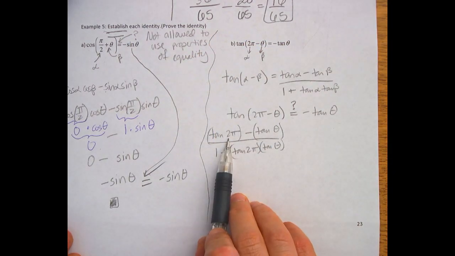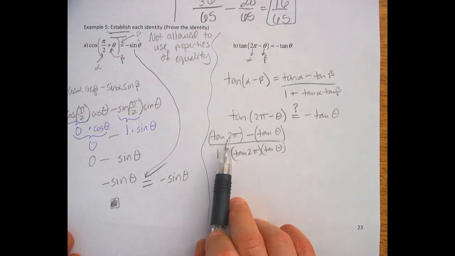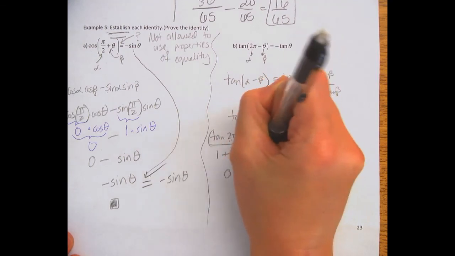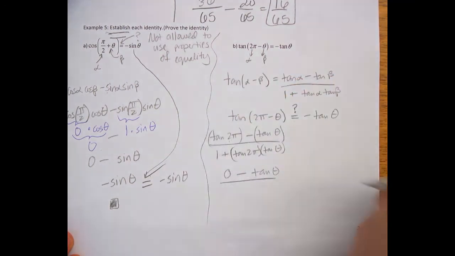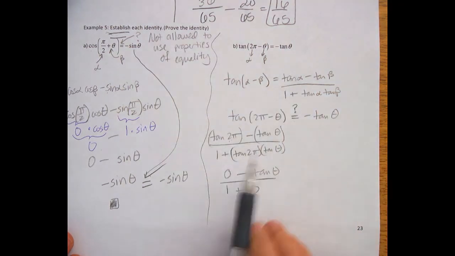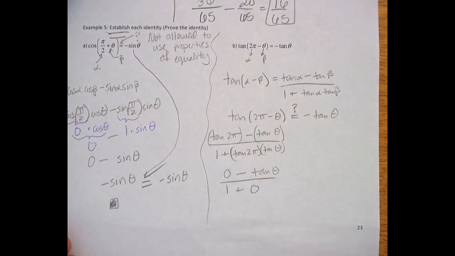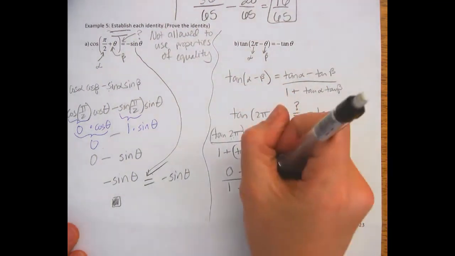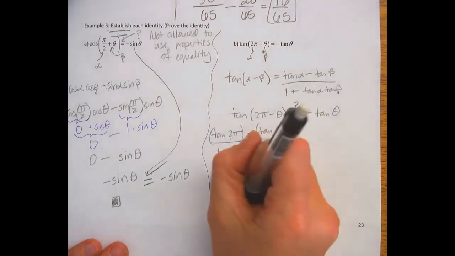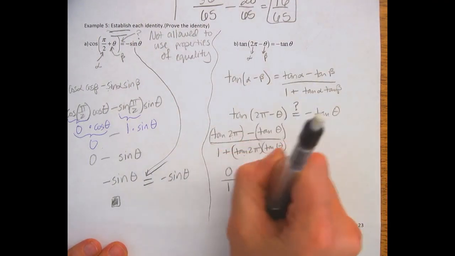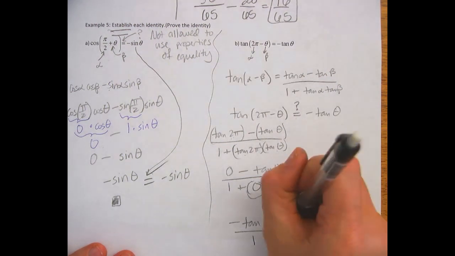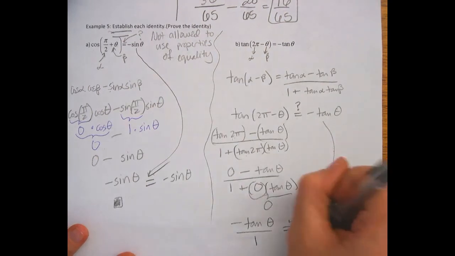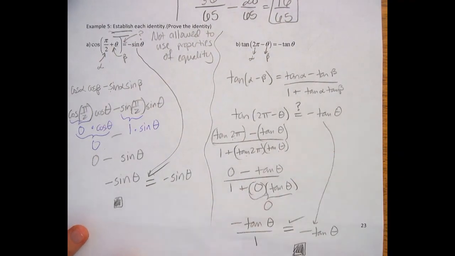Tan of 2 pi is 0 because the coordinates at 2 pi are 1, 0, and tangent is y over x. So I have 0 minus tan theta all over 1 plus 0 because 0 times anything is just 0. Maybe I'll write it out. 0 times tan theta. So then 0 times anything is 0. So I get negative tan theta in the numerator over 1 in the denominator. And that is, in fact, equal to the negative tan theta on the other side. So I have successfully proved that identity.